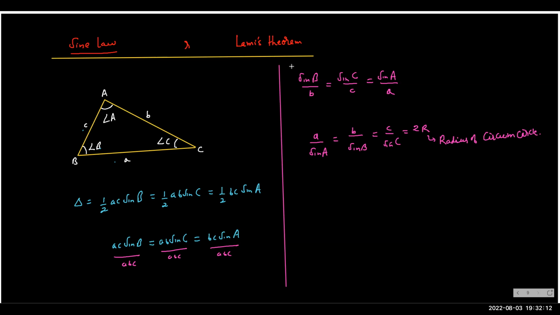So this is called sine law in maths. You can even only remember this part. Any side upon the sine of the opposite angle is always constant in a triangle. Okay. And this leads to the idea of Lami's theorem also. So this is the first, the simple derivation using the concept of area. Okay, so let's come back to the Lami's part.